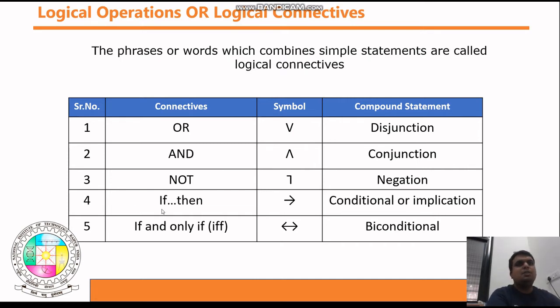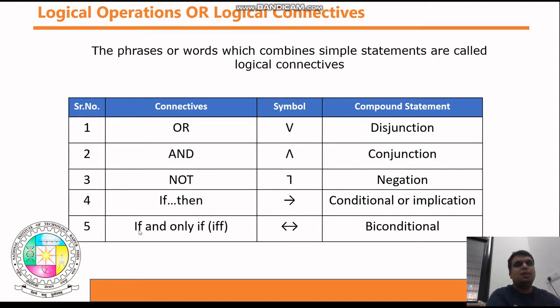The fourth connective is if then. The arrow symbol is used for this type of connective, called conditional or implication. This is the conditional statement you get after using this symbol or this connective. If means statement 1, and after then you can write statement 2. To combine these two statements you can use this symbol.